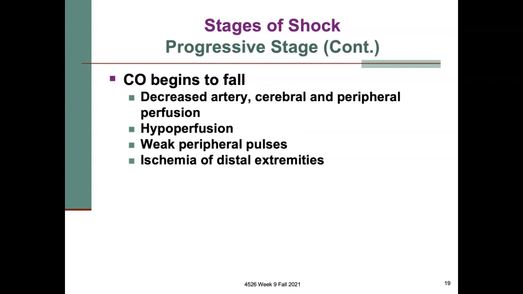The cardiovascular system is profoundly affected. Cardiac output begins to fall, and that results in hypotension and a marked decrease in coronary artery, cerebral artery, and peripheral artery perfusion. Changes in the patient's mental status become apparent in this stage, as I've already discussed, because of the hypoperfusion. Capillary permeability continues to increase, enhancing the movement of fluid from the vascular space into the interstitial space. And this sustained hypoperfusion results in weakening of peripheral pulses and ischemia of the distal extremities.